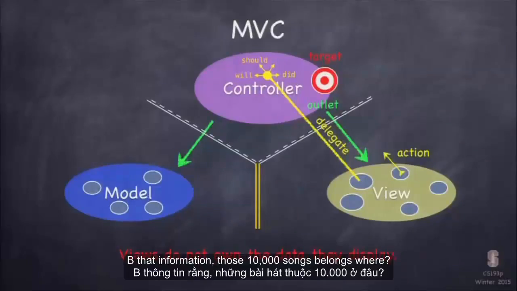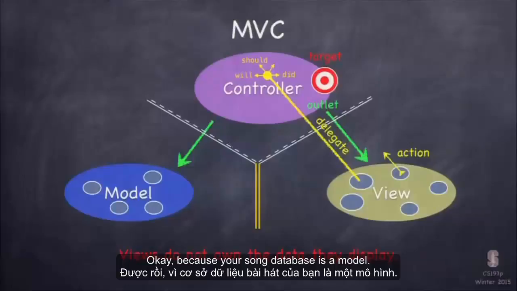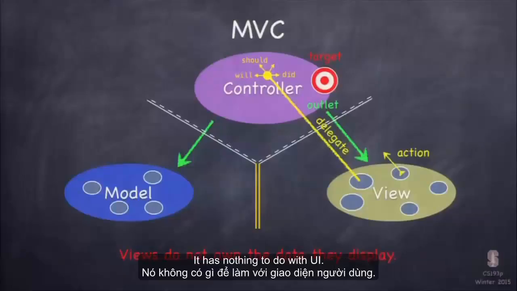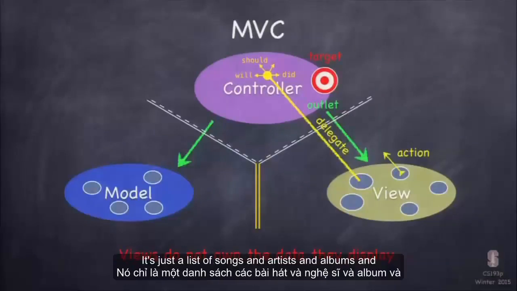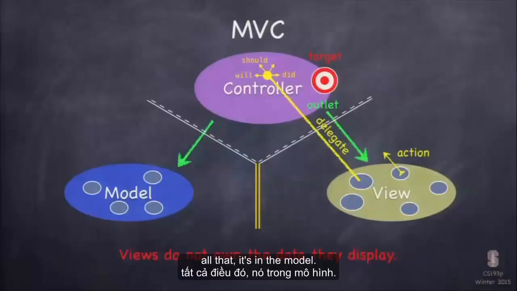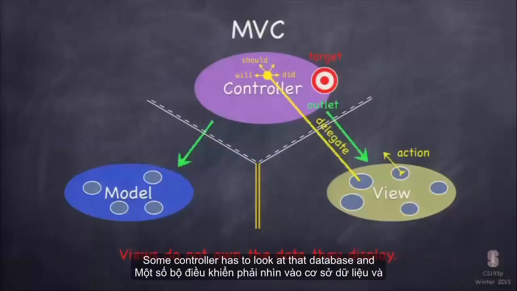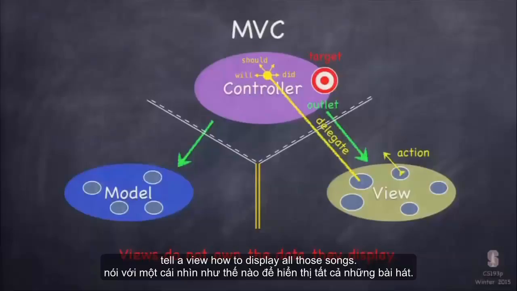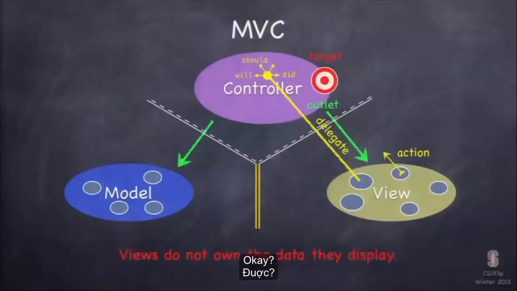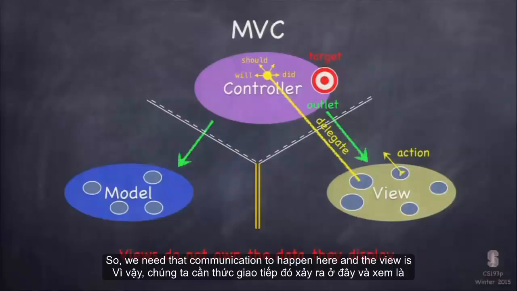A, that would be inefficient, and B, that information, those 10,000 songs, belongs where? In the model. Okay, because your song database is a model. It has nothing to do with UI. It's just a list of songs and artists and albums and all that. It's in the model. Some controller has to look at that database and tell a view how to display all those songs. Okay, so we need that communication to happen here.